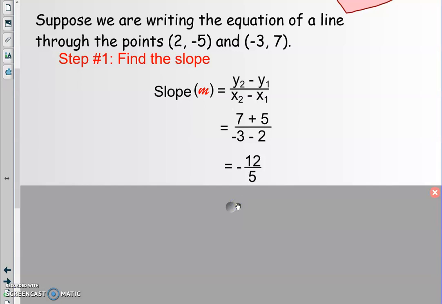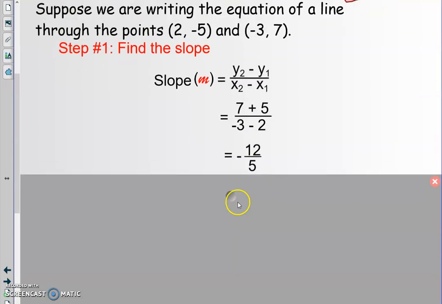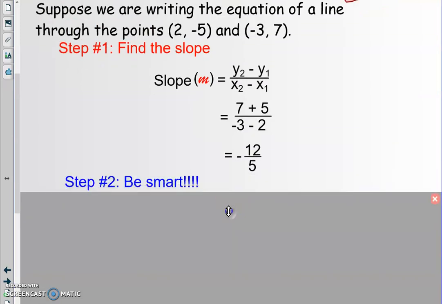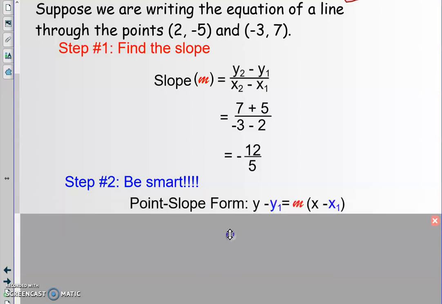Step 1. Now, step 2 is where you and I probably differ. My goal for step 2 is I want to be smart. And by smart, I mean efficient. I want to cut down the amount of time I need. And if I'm going to be efficient with a line, I'm going to use point-slope form. Point-slope form generically: you take the generic y, you subtract a very specific y. You set that equal to the slope times the quantity of your generic x minus the corresponding specific x.